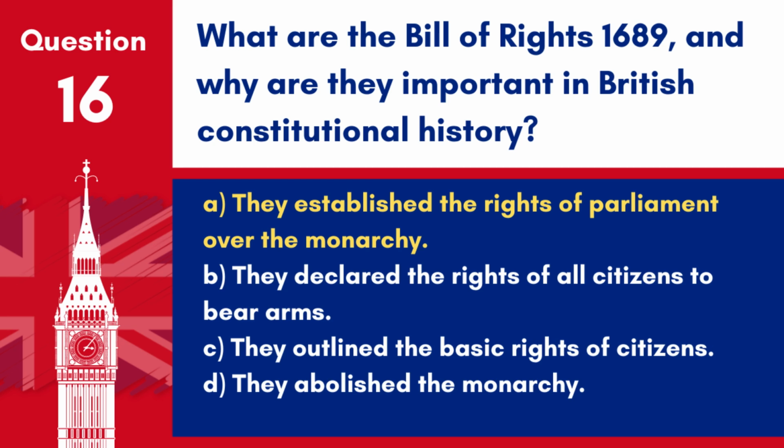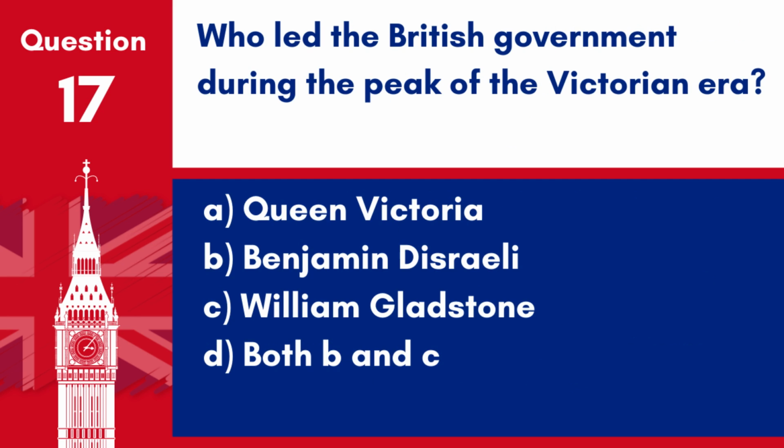Answer: A. They established the rights of Parliament over the monarchy. The Bill of Rights 1689 is important in British constitutional history because it established the supremacy of Parliament over the monarchy, setting a precedent for modern democratic governance. Question 17. Who led the British government during the peak of the Victorian era?